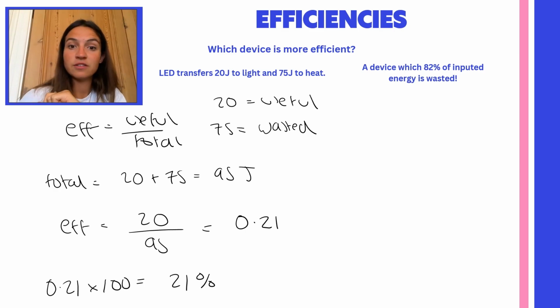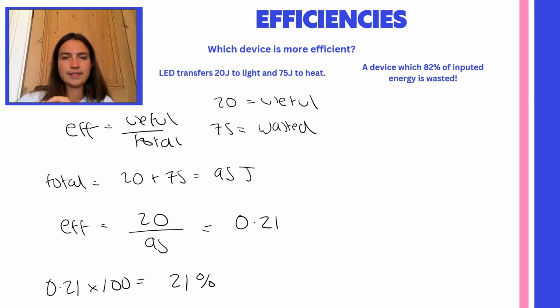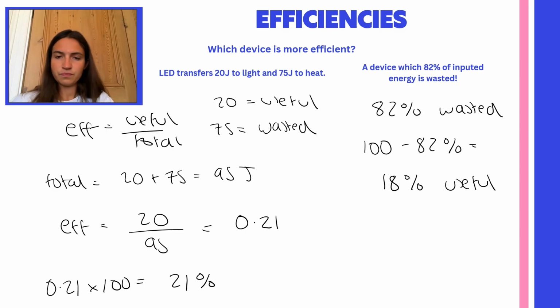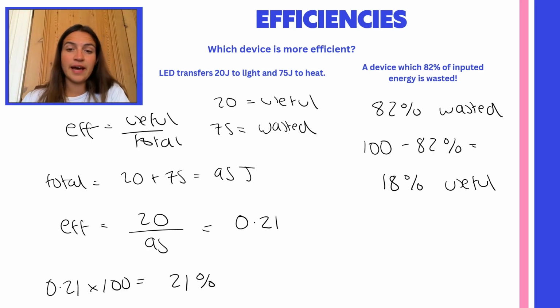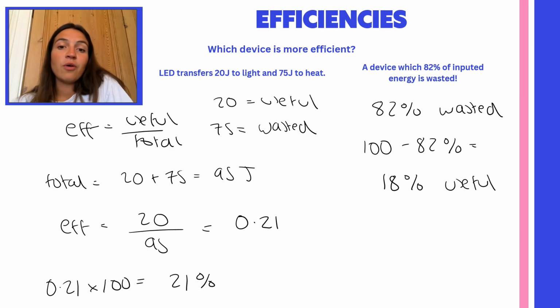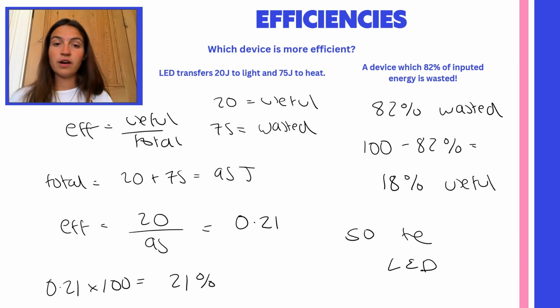Okay, now the second device has 82% of inputted energy is wasted. Okay, so that's the amount of energy which is wasted. So if I take 100 and minus that 82%, that will tell me the percentage of energy which is used for useful things. So that is 18%. So now I've got two percentages, I can just compare them like for like and see that the LED is more efficient because it has this higher percentage efficiency.